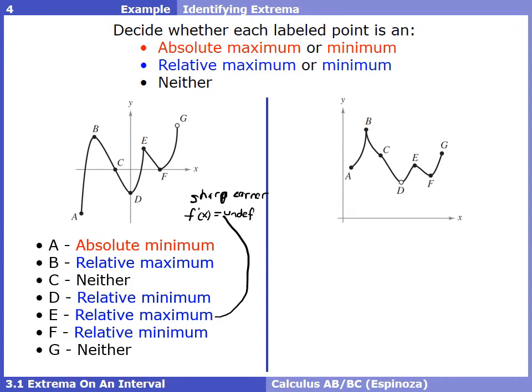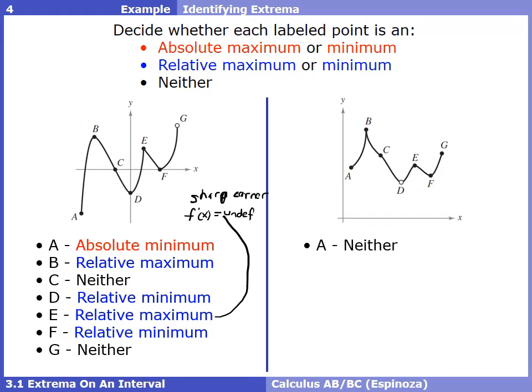Point A. Is point A a hill or a valley? Well, no, so it's not relative. Is point A the lowest or the highest point of the graph? Well, no, it's kind of in the middle, so to speak, of the highest and the lowest points. So with that being said, we can just say point A is nothing. It's neither a relative or absolute max or min.